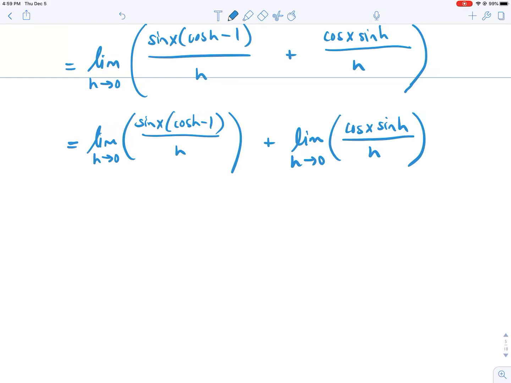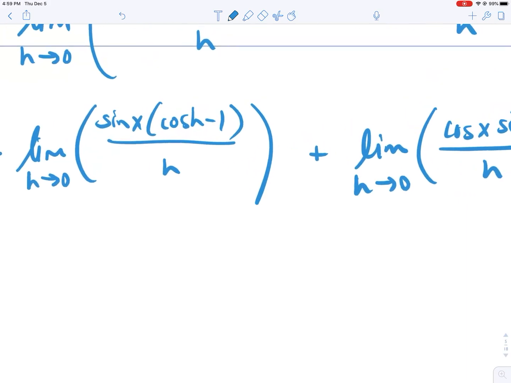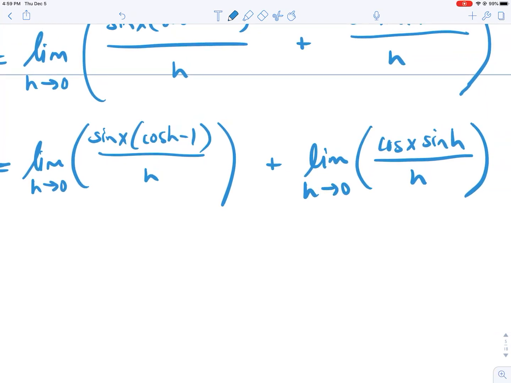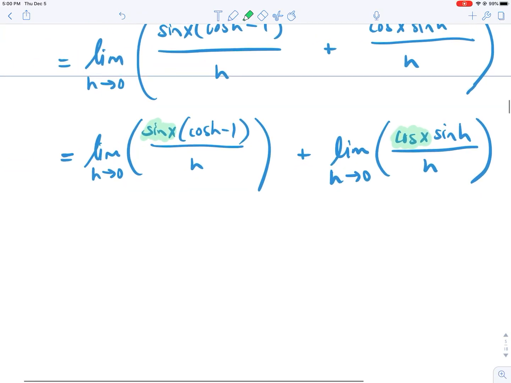Okay, and notice that we are taking the limit as h approaches 0, but in each of these limits, there is a factor that does not have an h in it. So we can actually treat sine of x and cosine of x like they're constants, and we can pull them outside of the limit. Because if we're thinking about taking the limit as h approaches 0, the sine of x isn't going to really do anything and the cosine of x isn't going to really do anything. It'll be whatever the limit is times the sine of x or times cosine of x.